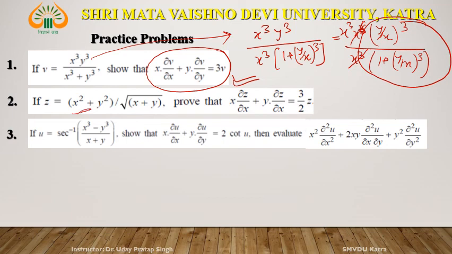What is this z? z is a homogeneous function of degree 3 by 2, right? Now this u is not homogeneous, but sec u is homogeneous, right? We will discuss this problem in tomorrow's class. But you guys please solve this problem, and in tomorrow's class we will discuss all these three problems. And if you have any other doubt, then note that we will discuss in tomorrow's class. Okay, thank you.